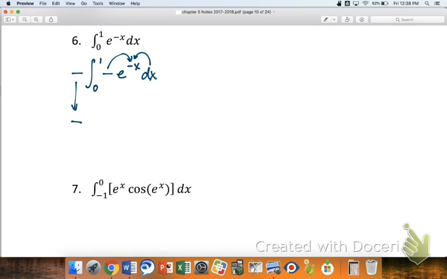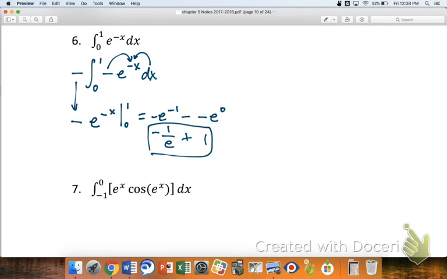So it would be negative e to the negative x, evaluated from 0 to 1. And we just do FTC1. So this would be negative e to the negative 1 minus negative e to the 0. So we could clean this up a lot. I'm coming up with this. What's e to the 0 again? 1. So I kind of like this. That seems like a nice, tidy answer to me. Did I mess something up?